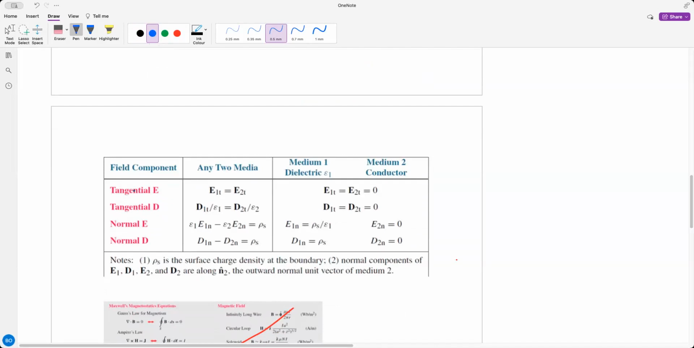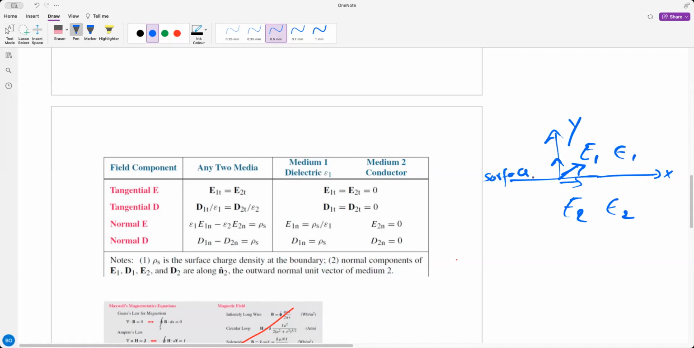So if you have any two media, let's say this is a medium that has permittivity epsilon1 and a medium that has permittivity epsilon2, and let's say this is the x and y axes. The electric field will have a tangential component, which is along the x-axis in this case, and a normal component along the y-axis that is normal to the surface. This is the surface, this is the interface. At this surface, those conditions apply.